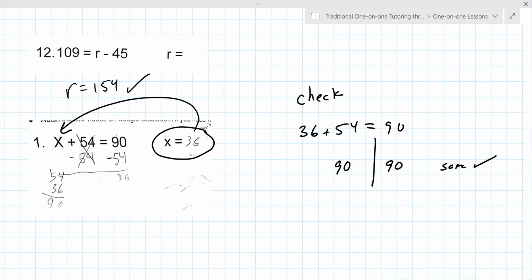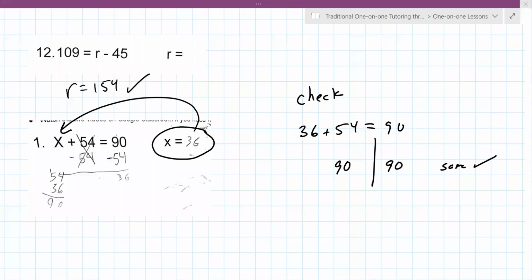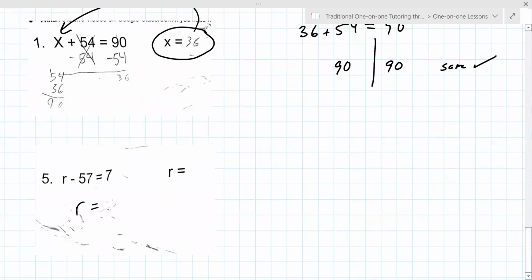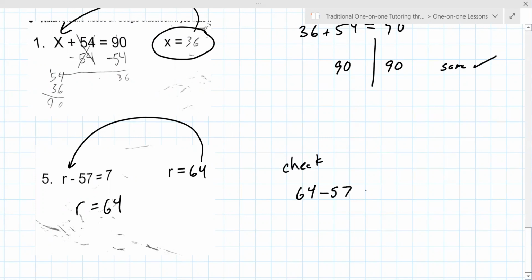But that's not always that way. So let's look at problem 5 next, because I want you to see that it's not always adding. So number 5, we found that R is 64. So your check is to put that 64 back in for R. Is 64 minus 57 equal to 7? Yeah, 7 equals 7. So you're just substituting that value back in.